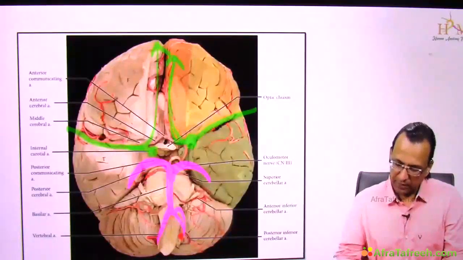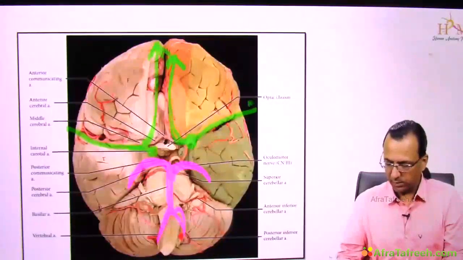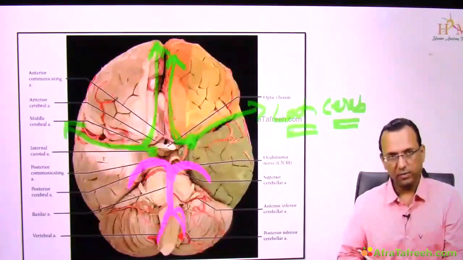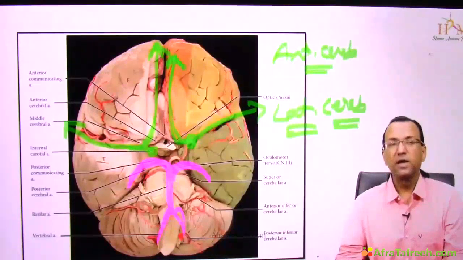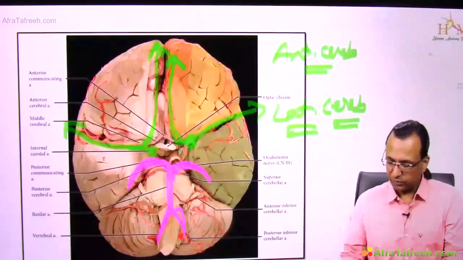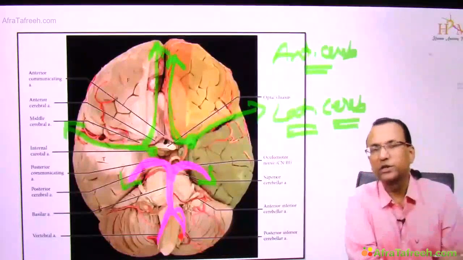The anterior cerebral artery will supply the anterior cerebrum, and the middle cerebral artery will supply the lateral cerebrum. What is the lateral cerebrum? So there is the anterior cerebrum supplied by the anterior cerebral artery, the lateral cerebrum supplied by the middle cerebral artery, and the posterior cerebrum supplied by the posterior cerebral artery. This is one diagram which you want to discuss.